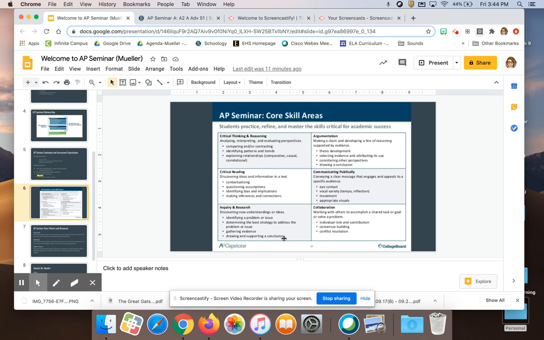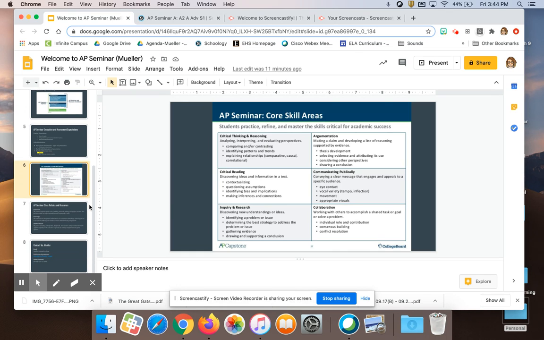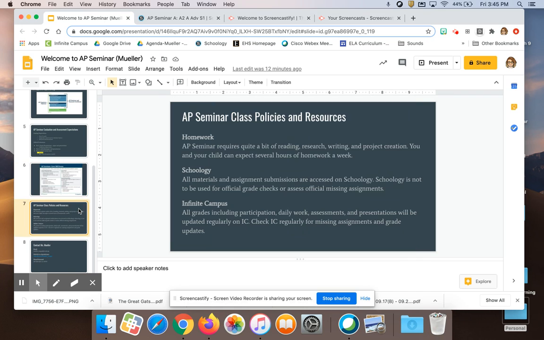All right, here are some core skill areas. I'll let you peruse this on your own, but the skill areas that we're going to be working on are critical thinking and reasoning, argumentation, communicating publicly, collaboration within our teams, and inquiry and research. Critical reading is also another one. I will give your student plenty of opportunities to practice these skills, but this is going to be the expectation throughout the course of the year.